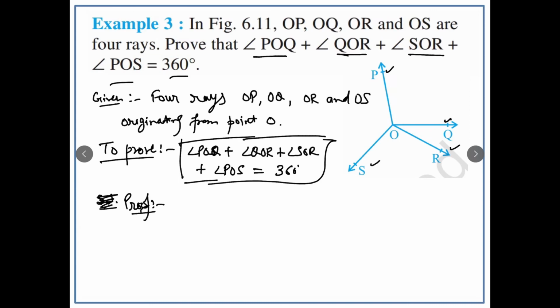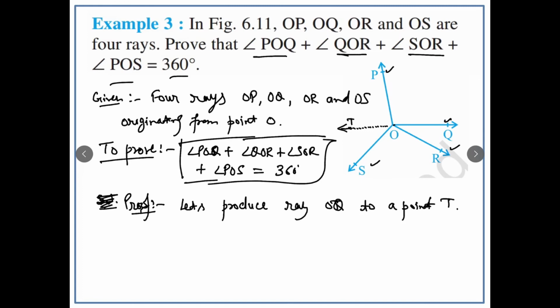So what we're going to do is extend this ray OQ in the opposite direction. It will be like this. Okay, so in the proof we'll write, let's produce ray OQ to a point T. Let's name this point T here.